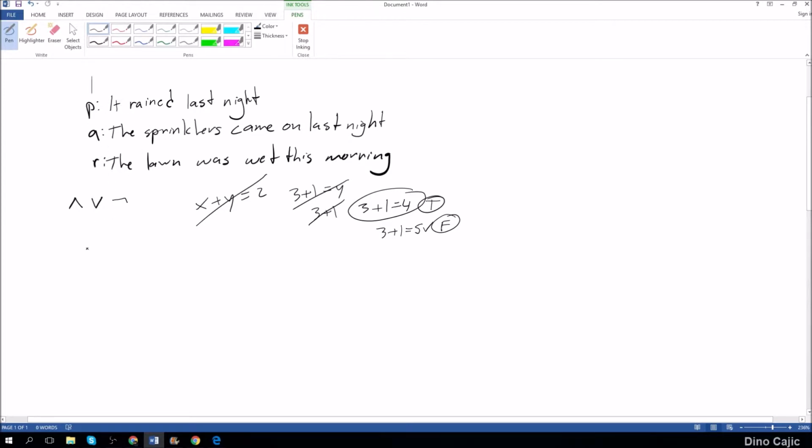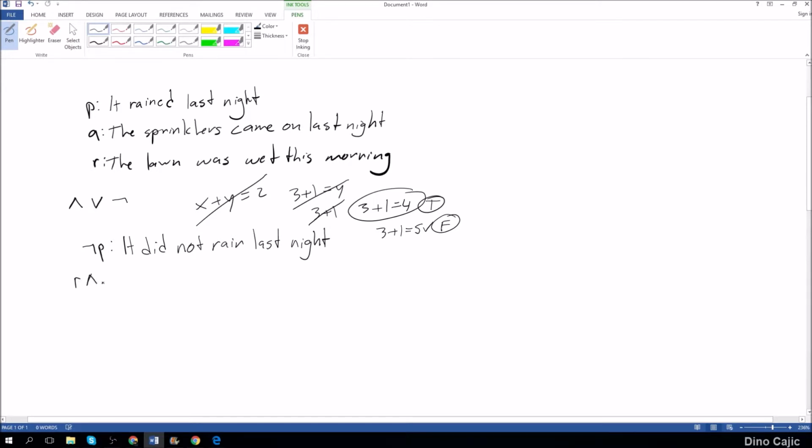So looking at the following sentence, not P, what we're trying to do is negate this sentence. This basically negates whatever sentence. So if P is it rained last night, not P would be it did not rain last night.